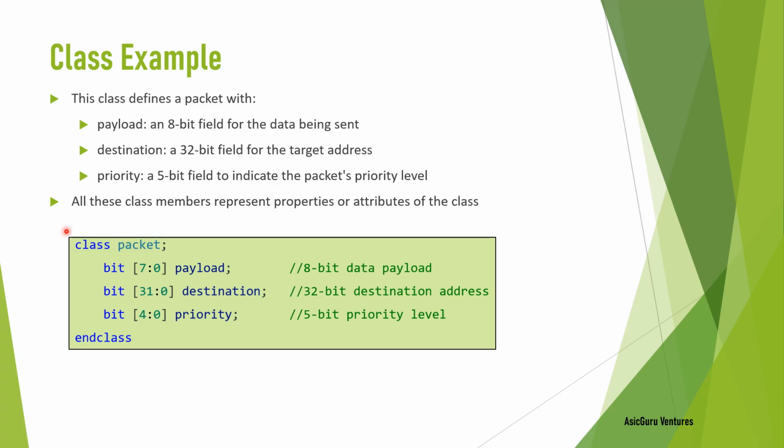Now let's look at the code. Class definition starts with the class keyword followed by the class name, and it ends with the endclass keyword. Inside this, we declare the properties like regular variables. So these declarations define the structure of every packet object which we create.